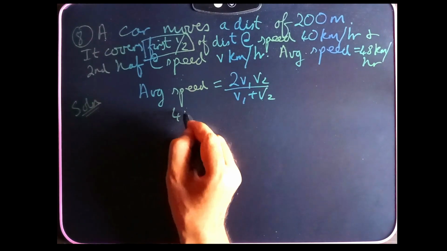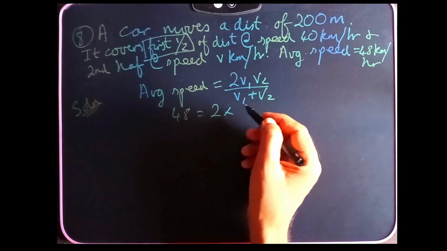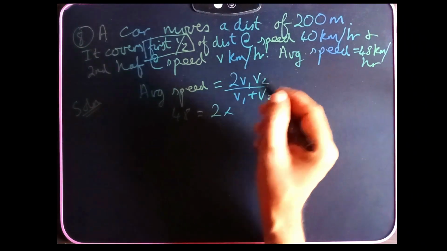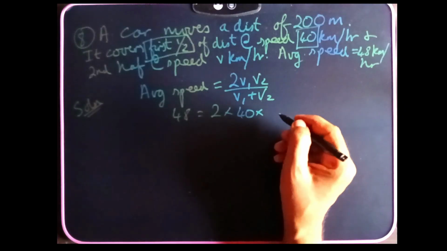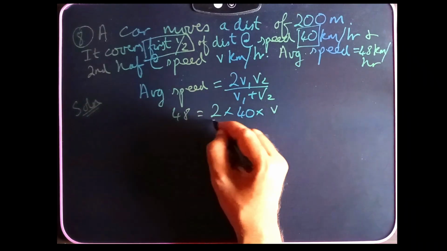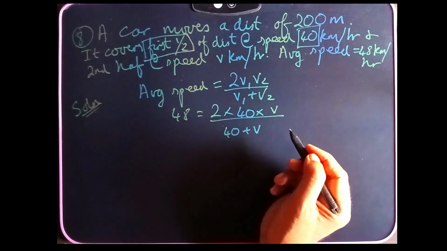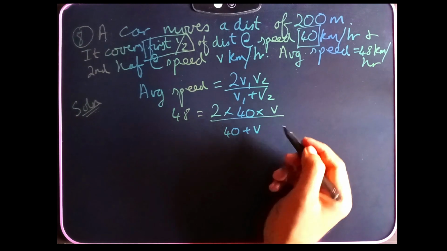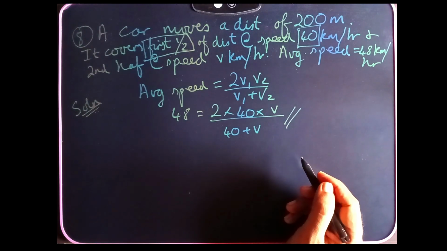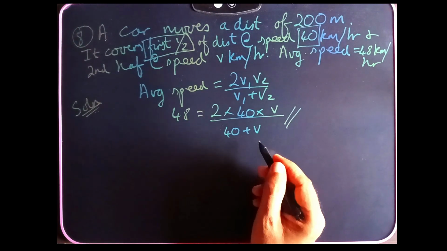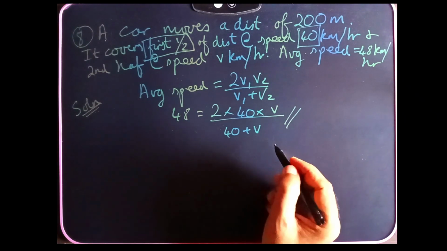The average speed is given, 48 is equal to 2 into v1, which is 40, into v2. v2 is given as v, divided by v1, 40, plus v. So now you have to solve it. You can solve it at your convenience and find the answer. Or shall we solve it here? Let us try to solve it.